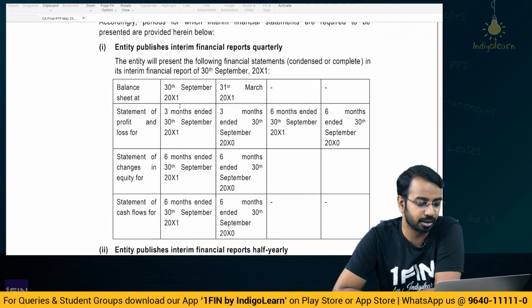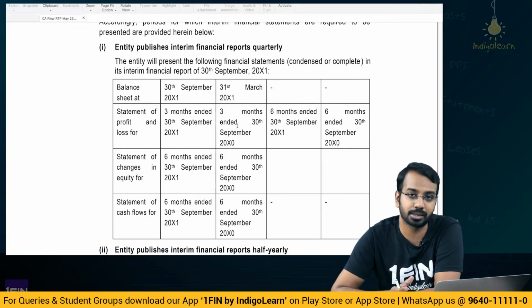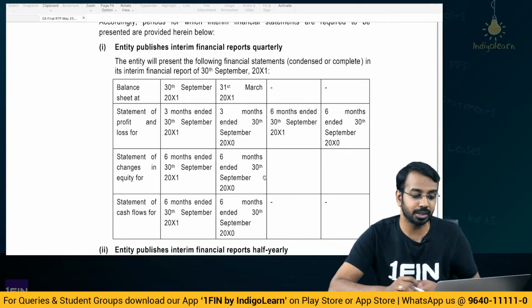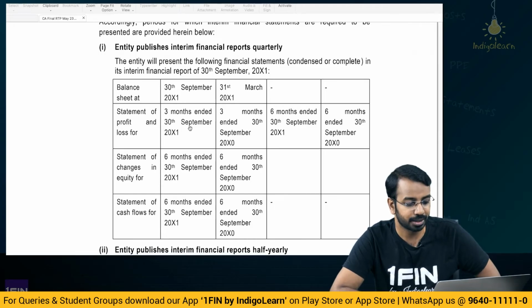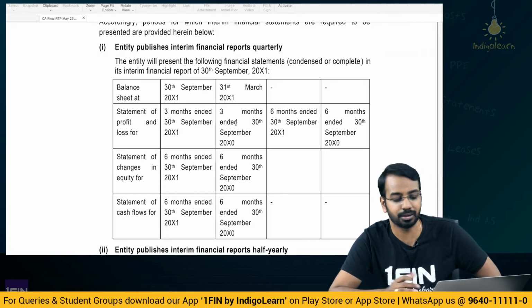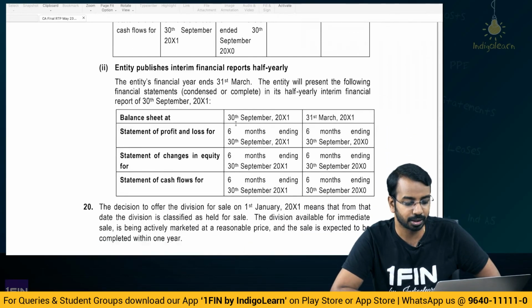Balance sheet as on the date 30th September, 31st of March. Statement of P&L: 3 months current period, 3 months comparative, 6 months current year, 6 months comparative. Statement of changes in equity: 6 months year end, comparative 6 months. Statement of cash flows: 6 months and 6 months, right? Now if it publishes half yearly, you will have only 6 months, you will not have anything for 3 months, and the rest of the information would remain the same.